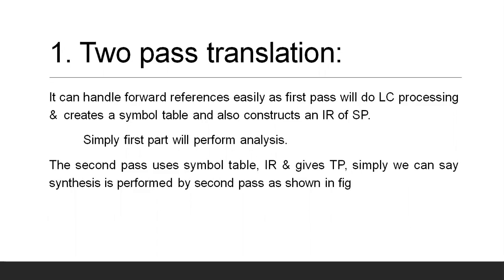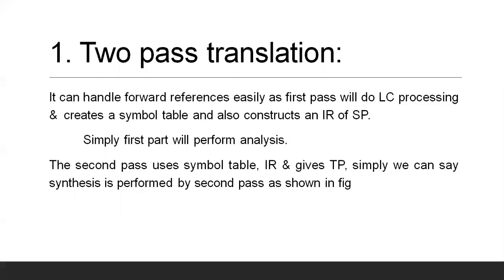Now the second pass uses IR, that is symbol table, literal table, constant table and IC, and gives the target program. Whatever is done, that is pass 1 for generation of IR and pass 2 for generation of target program, is called two pass translation. Simply we can say that synthesis is performed by the second pass.